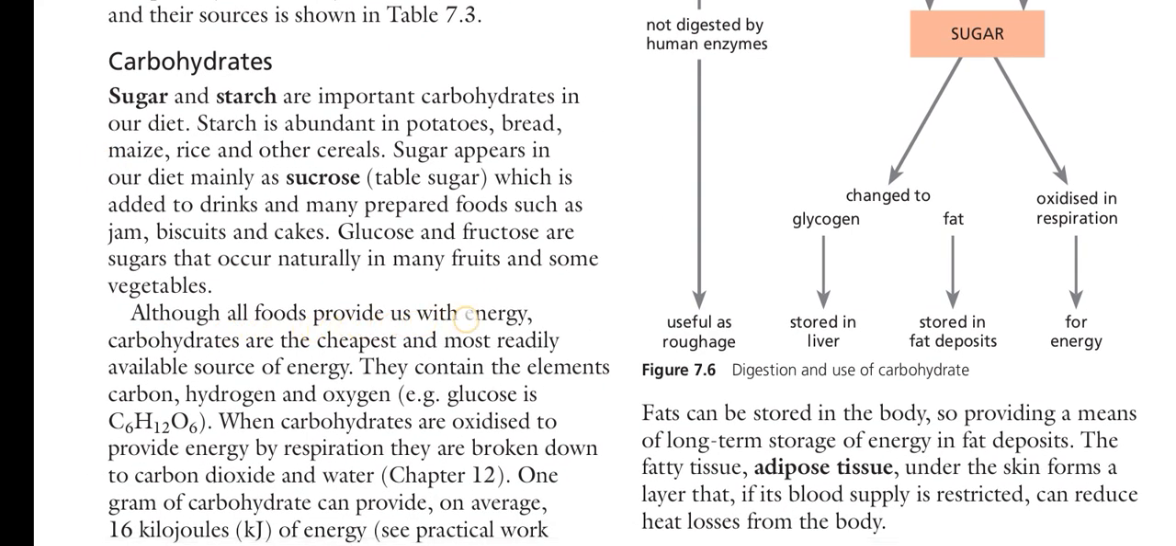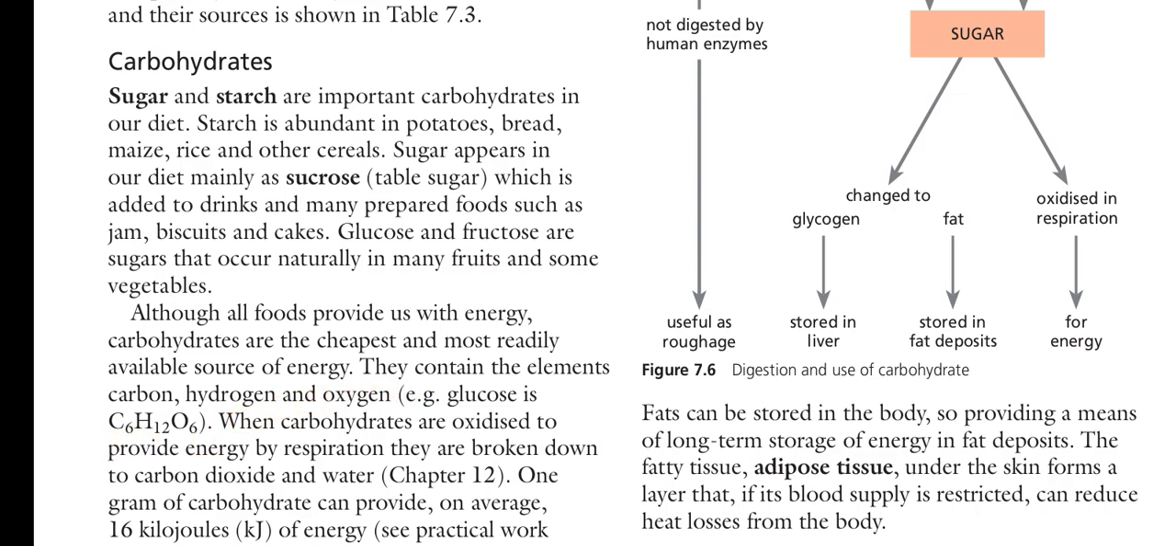Although all food provides us with energy, carbohydrates are the cheapest and most readily available source, because directly from glucose ATP can be produced, and if you eat proteins and fats, ATP will not be produced directly. Actually, they will first change into carbs and then they will produce ATP. They contain the elements carbon, hydrogen, and oxygen.